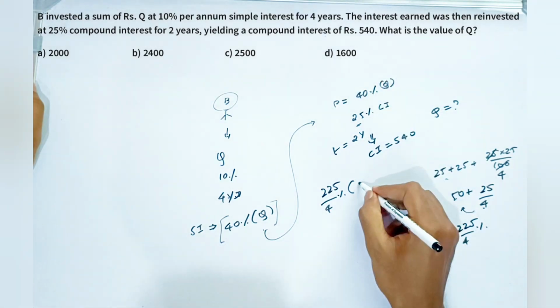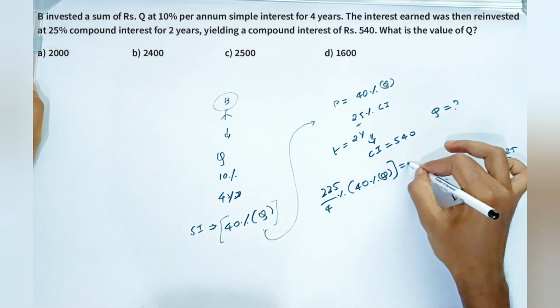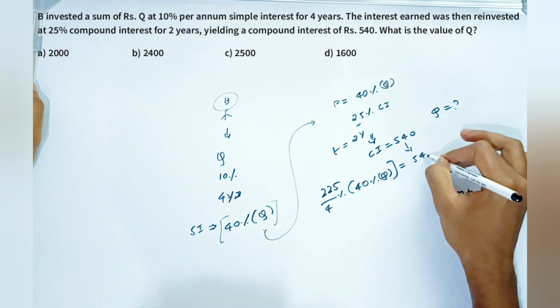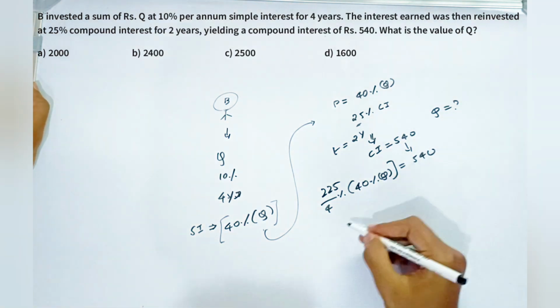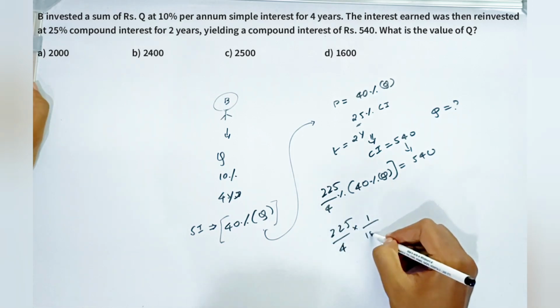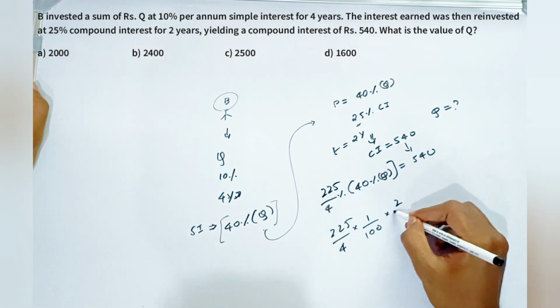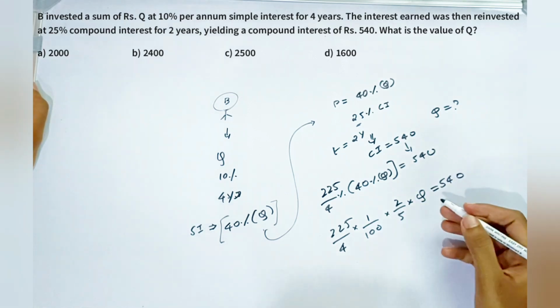So the effective rate is nothing but 225 by 4% of the principal. The principal is nothing but 40% of Q, which is nothing but the compound interest. Compound interest is nothing but 540. Here we can write the percentage as 1 by 100. As 40%, I'm writing 2 by 5 into 540. So we need to just solve for the Q value.